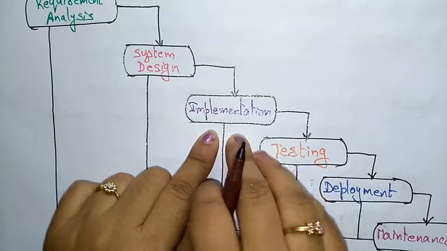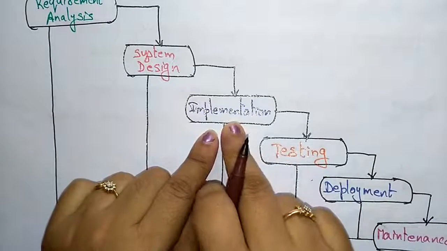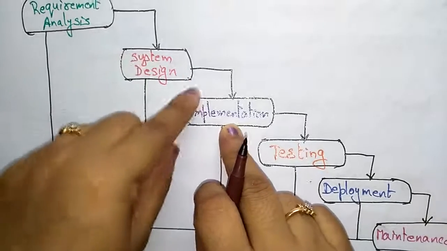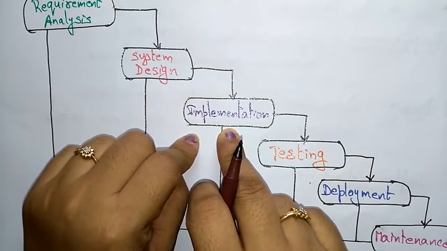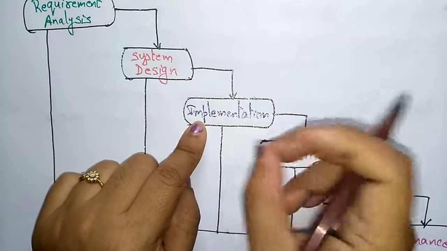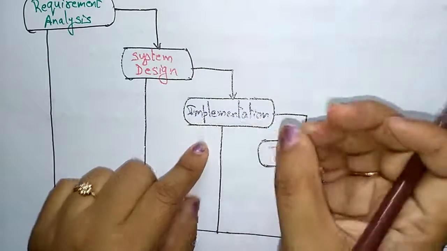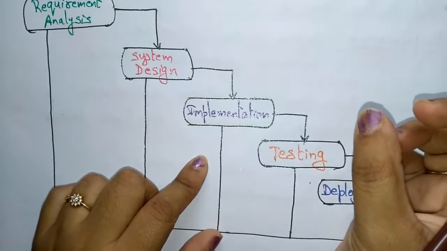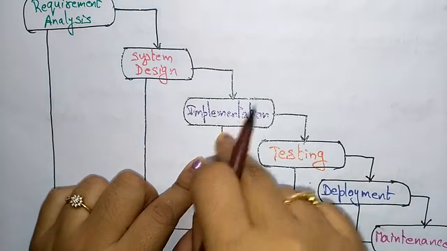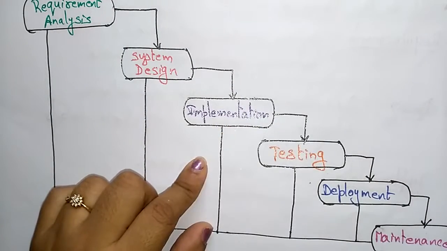Next they go for the implementation. In the implementation, with input from system design, whatever input we have taken from the system design, the system is developed in small programs called units. So here we are implementing the program in small units. Each unit is tested for its functionality, and this is referred to as unit testing.